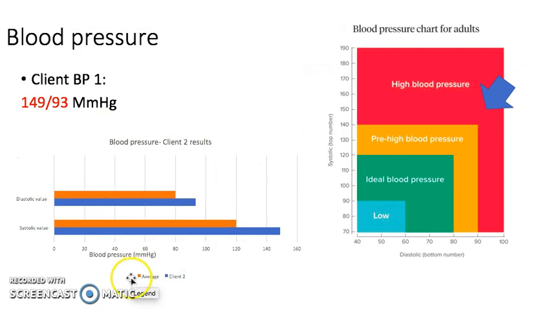Here's just a little graph that shows it. So the blue is the average, and the orange is my client. You can see both, it's very much higher. His diastolic value isn't quite as dramatically different as the systolic value, but that's because it is a lower value. But I would definitely seek to reduce his blood pressure.